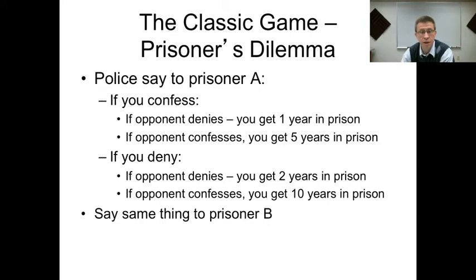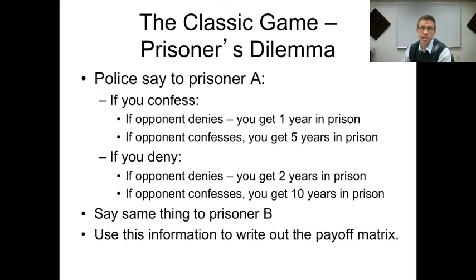What I want you to do right now is use the information that we've just gone through, the information on your screen about what the police have said to prisoner A and at the same time said to prisoner B, and use this information to write out a payoff matrix. So now is a good time for you to pause this recording, and on your own on a piece of scratch paper, go ahead and try to write out the payoff matrix with the payoffs in there.